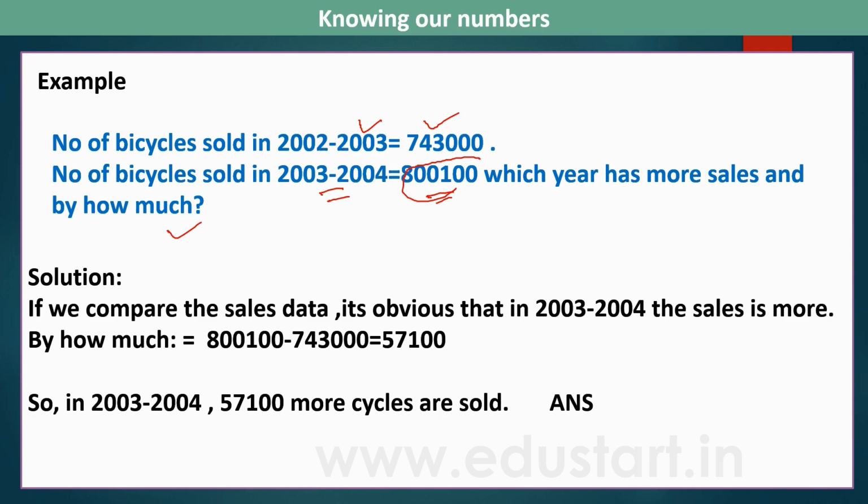Now if we compare the sales data, it is obvious that in 2003-2004 the sales is more. You know how to compare the numbers. So by how much? It means that is the difference. You have to find the difference, the second number minus the first number. So this is the total number of cycles which is increased. So in 2003 and 2004, 57,100 more cycles are sold. So that is the answer. Okay.